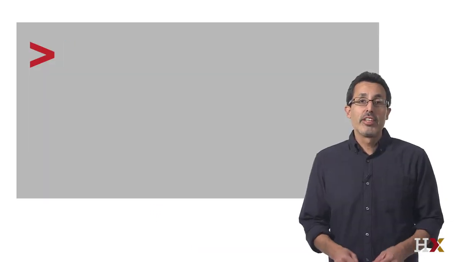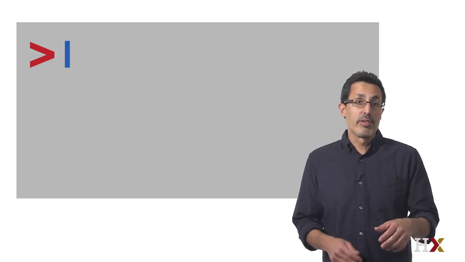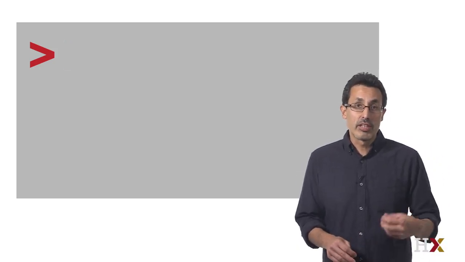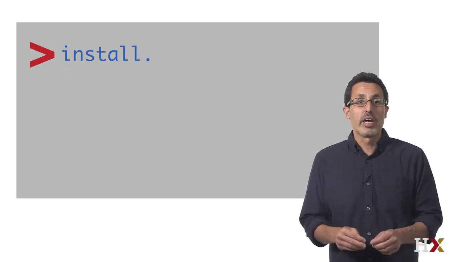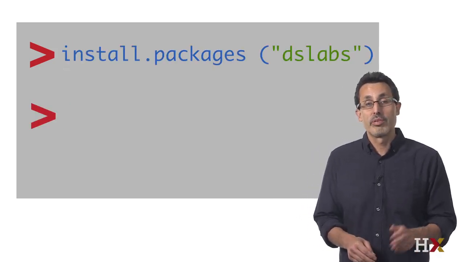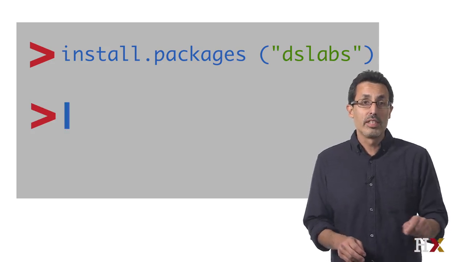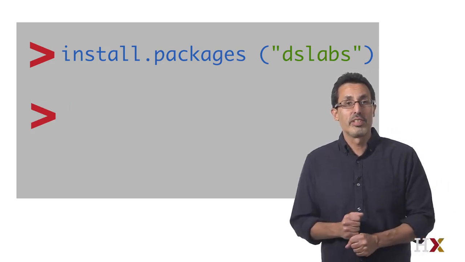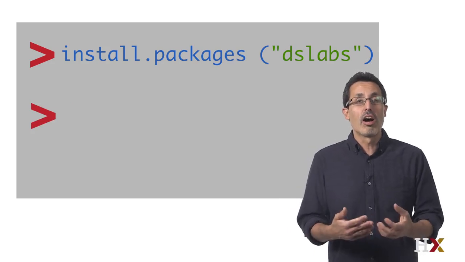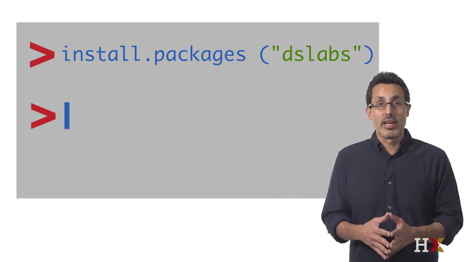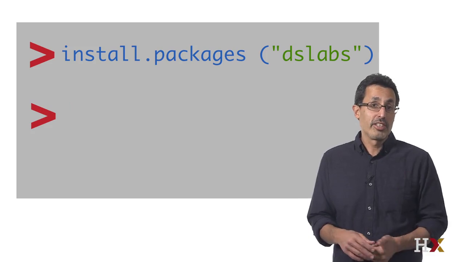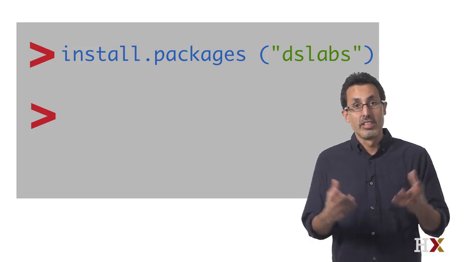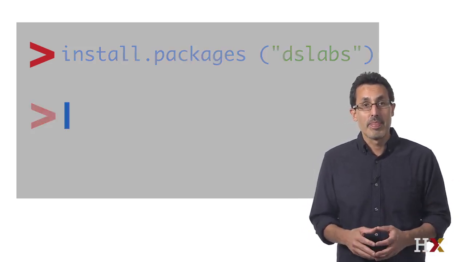R makes it very easy to install packages from within R itself. For example, to install the dslabs package, which we have created specifically for this course, and we use it to share data sets and code related to the course, you would type install.packages, parentheses, and in quotes, dslabs. Then you close the parentheses. Once you hit return, R will automatically install this package, assuming you're connected to the internet. You need to be connected to the internet to download the package and install it.